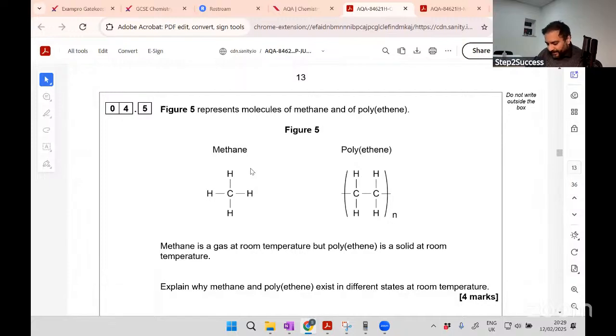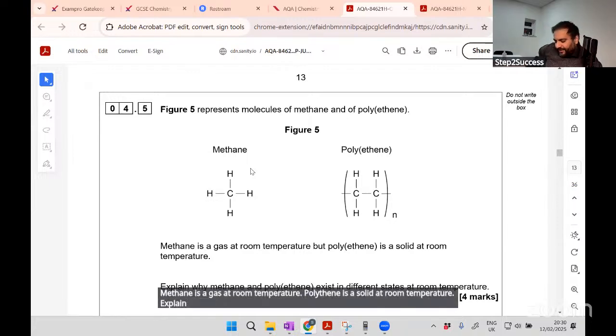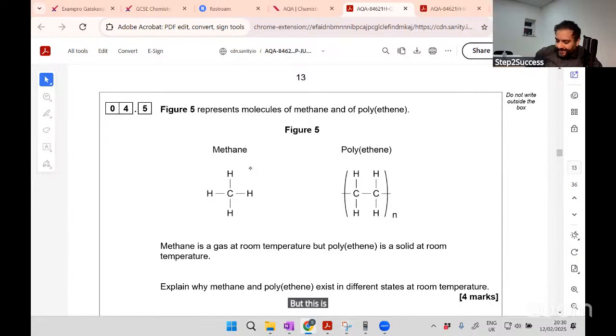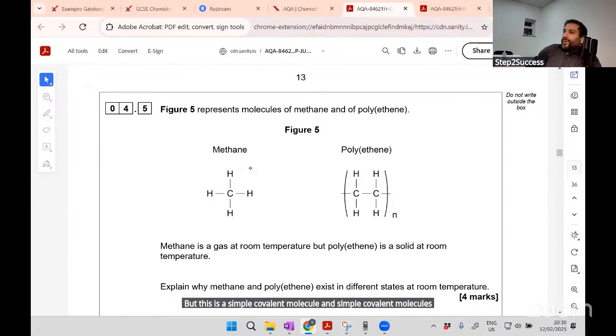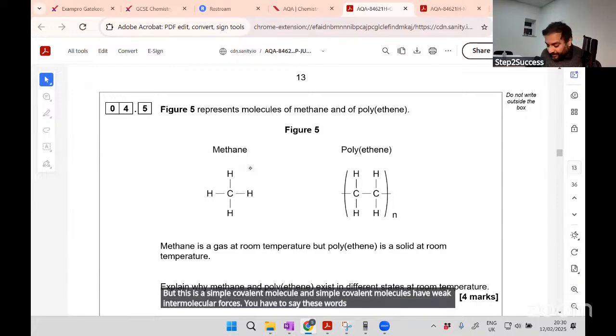Methane is a gas at room temperature. Polythene is a solid at room temperature. Explain why. Well, you need to explain that this is a simple covalent molecule, and simple covalent molecules have weak intermolecular forces. You have to say these words, weak intermolecular forces, which take very little energy to break, which means that they tend to have very low melting and boiling points.